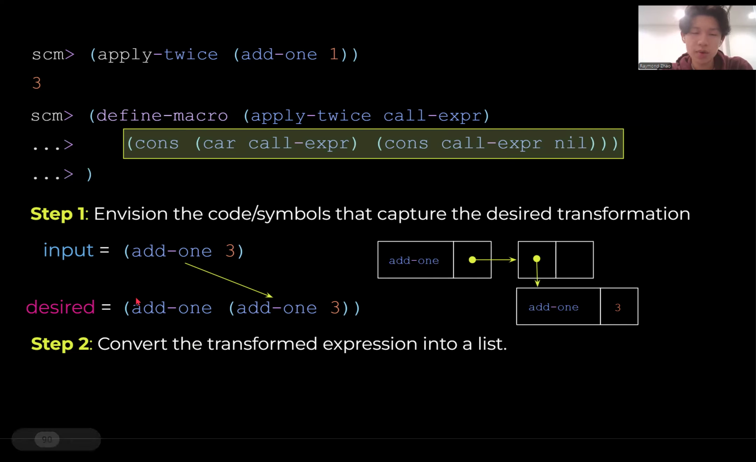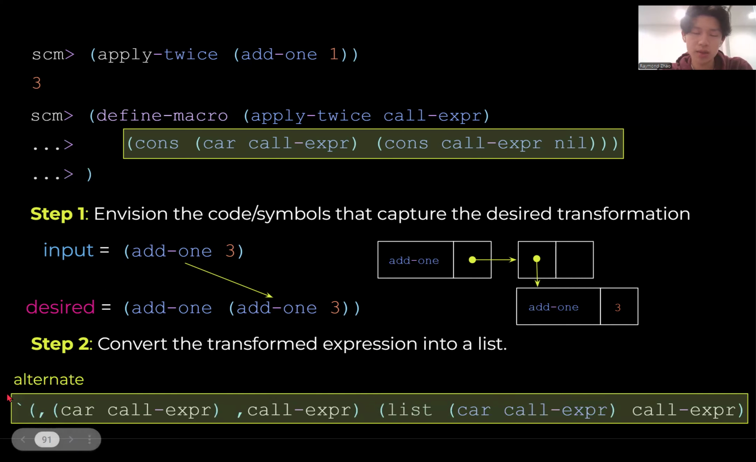Okay. So I take my input, I transform it into some expression, and then your macro is the code that represents your transformed expression as a list. And this is an alternative. There's a billion different ways you could have written this. You could have done this with quasiquotation. You could have done this with cons car of call expression onto list of call expression. Okay, so a billion different ways to make a list, as you know.